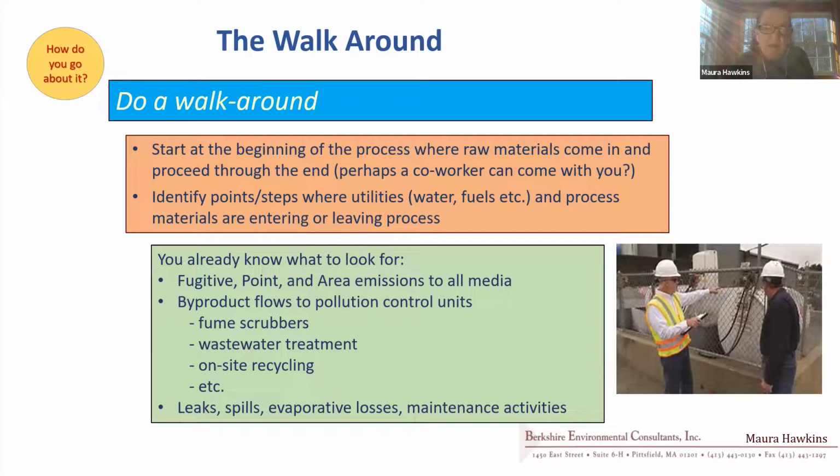Is there any kind of scrubbers or any kind of wastewater treatment operations, on-site recycling, anything that would be capturing some kind of an emission that you want, or some kind of a discharge or byproduct from the process? You want to just note all these things. You might have to go back and figure it out later, but what is that doing? And then of course, you're looking for any leaks, spills, evaporative losses, maintenance activities. If you're looking on the ground, you're looking for staining, spill kits, boom fabric, bermed areas, things that would indicate that there's some loss in the process somewhere along the way. So when you're walking around, you're looking for all of these things.